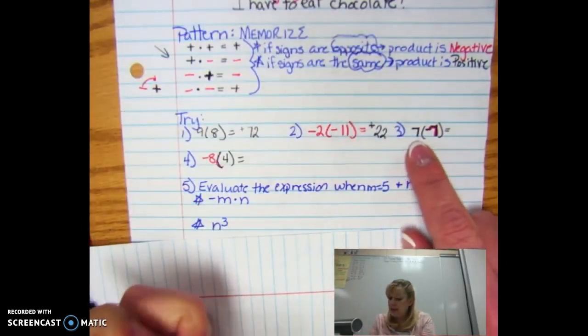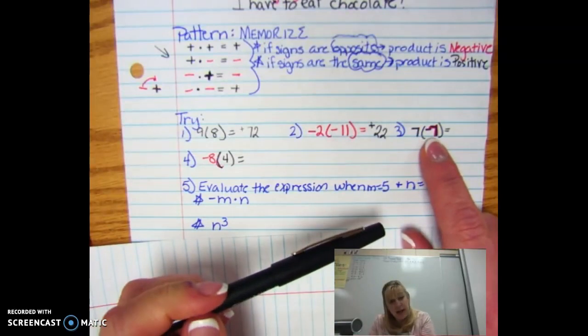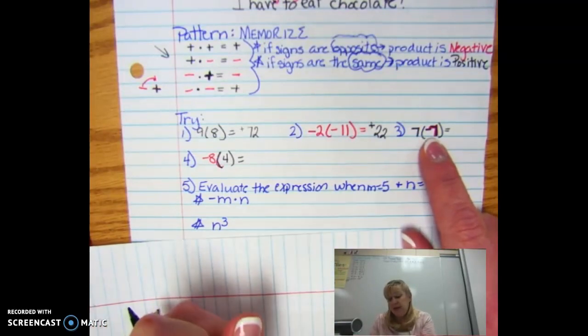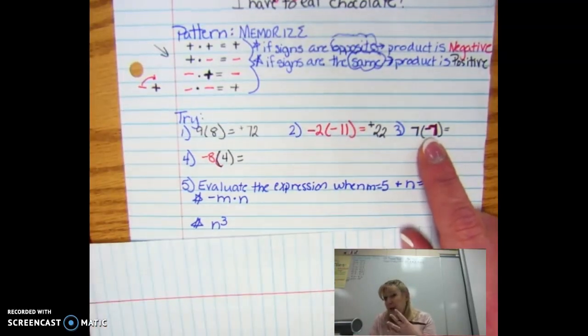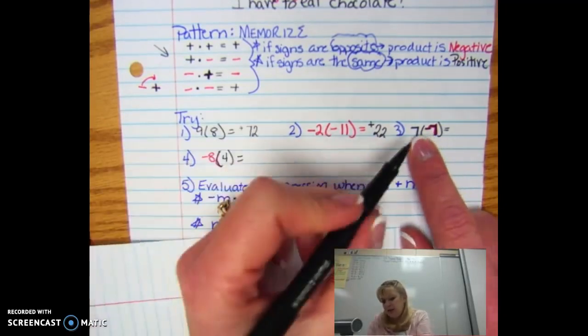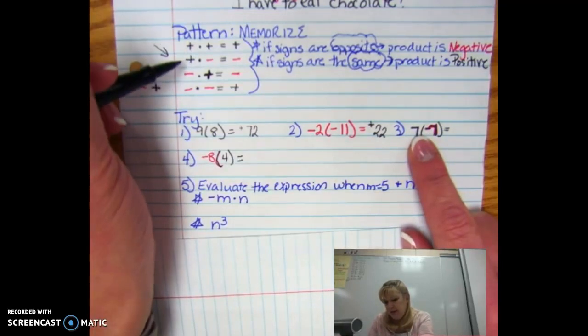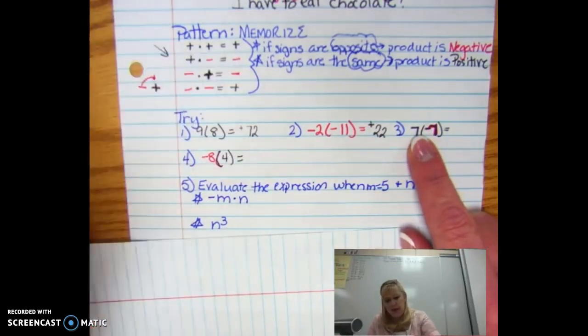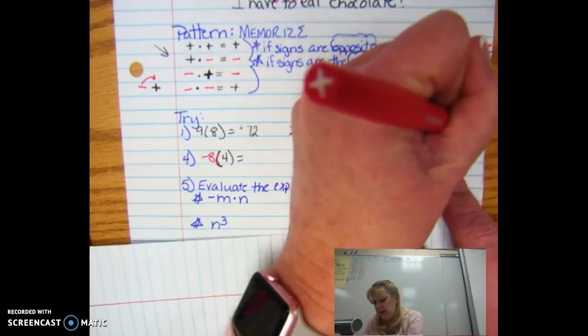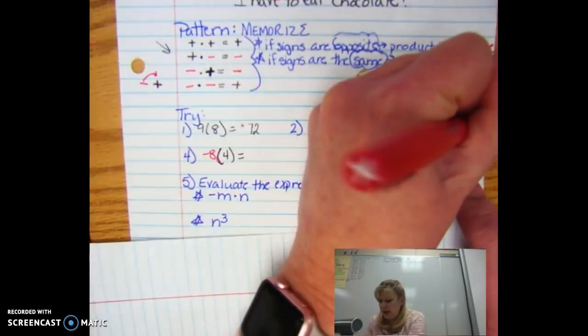So if I Google Translate this, this is 7 of the -7s. So 7 plus 7 plus 7 plus 7 plus 7, but it's -7 plus -7 plus -7. I also see that I have a positive and a negative. Oh, so I see that my answer is going to be negative. I know 7 times 7 is 49.